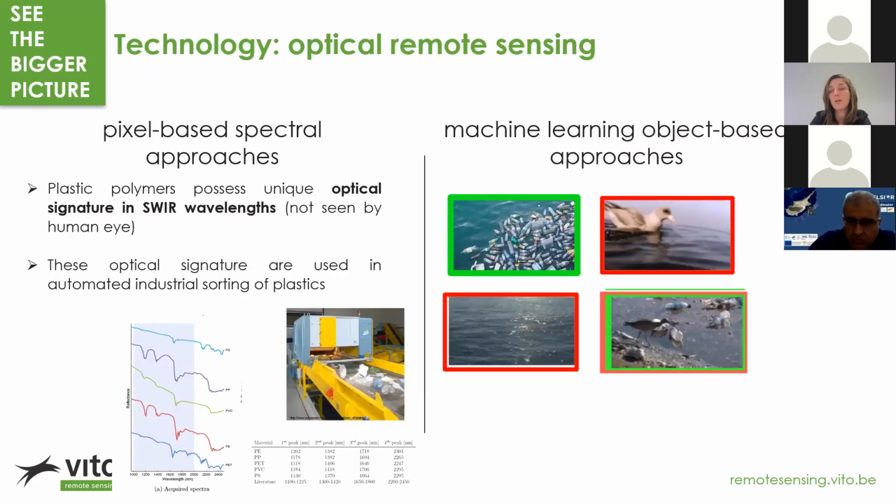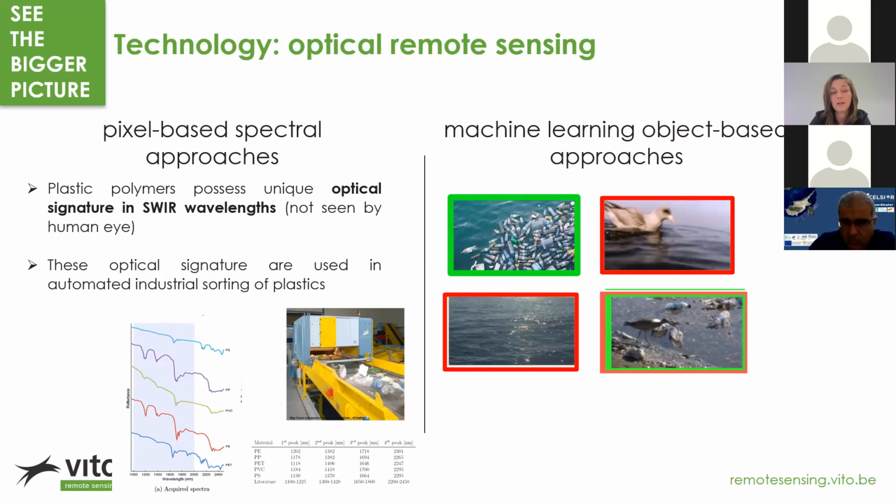The methods we are currently looking into include both pixel-based spectral approaches and machine learning object-based approaches. The object-based approaches look more into the shape and recognize the shape of the plastics, and the pixel-based approaches try to look into the spectral reflectance of the plastics.